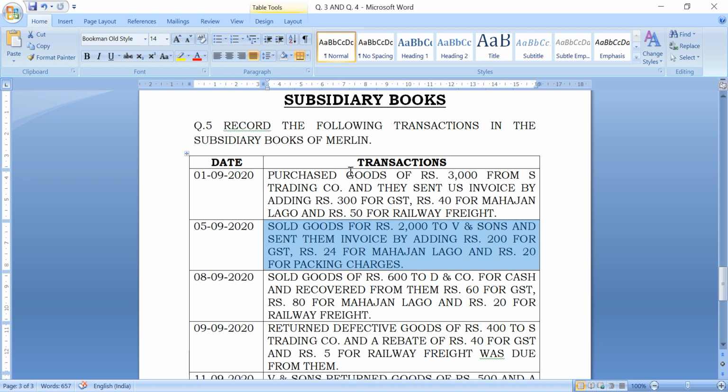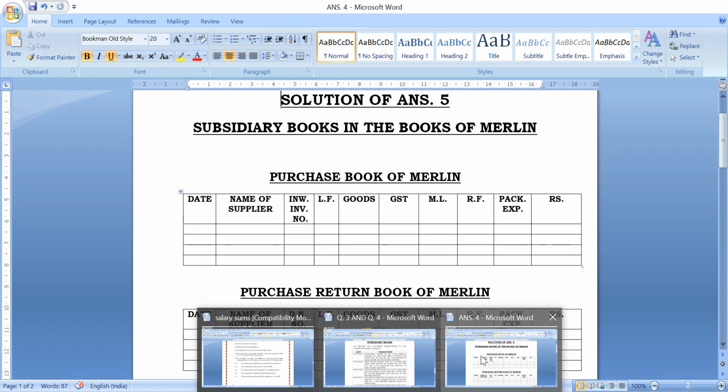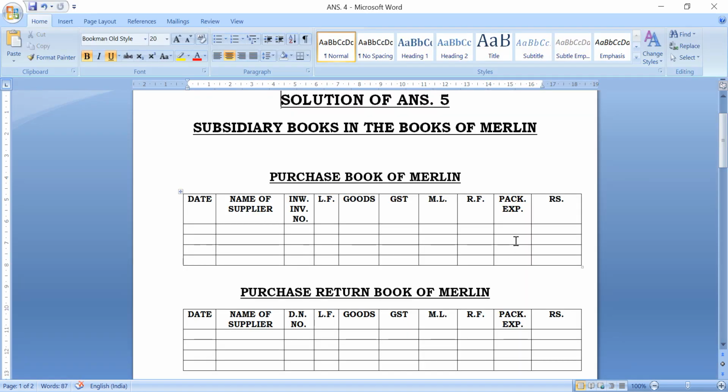Then we will have the column for GST, Mahajan Lago, railway freight and packing charges. So your subsidiary books will appear like this. You can see this. You can see purchase book and purchase return book on your screen. Regular 4 columns as it is.